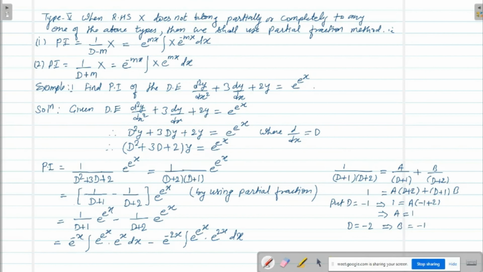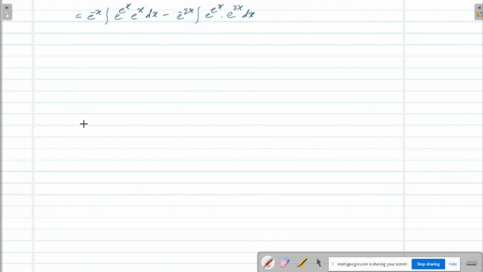Now what do I have to do? We just write one more step: e raised to minus x, integration of e raised to x, e raised to x dx as it is, and minus e raised to minus 2x.